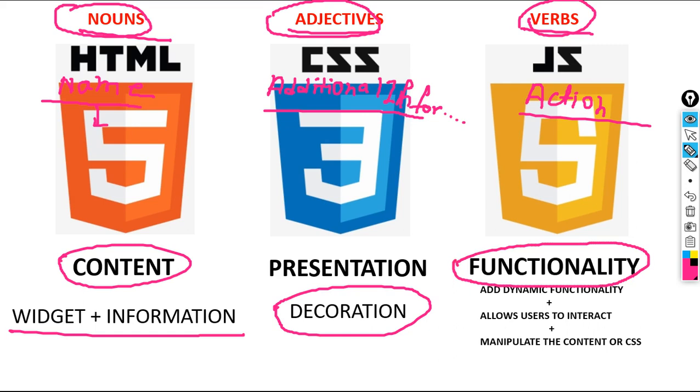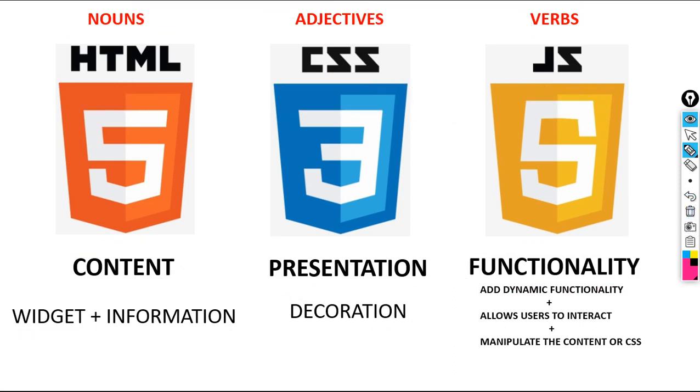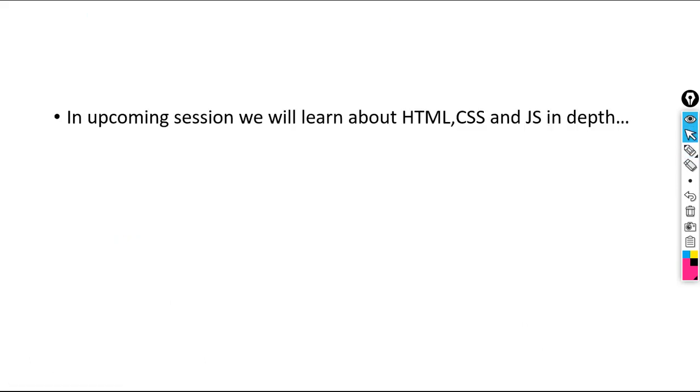So this was the whole story about the exact difference between HTML, CSS and JavaScript, and how they work together to form a web page. I have given a technical example. I also have given one real life example in layman language for understanding purposes. I hope those examples helped you to understand what HTML, CSS and JavaScript are. Now in the upcoming session we will learn about HTML, CSS and JavaScript in depth.